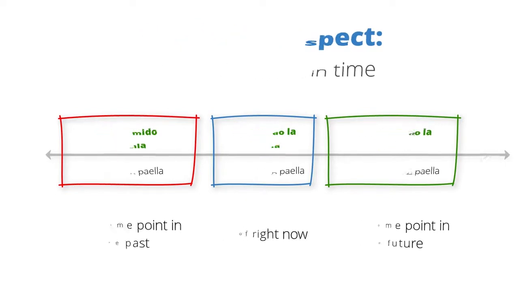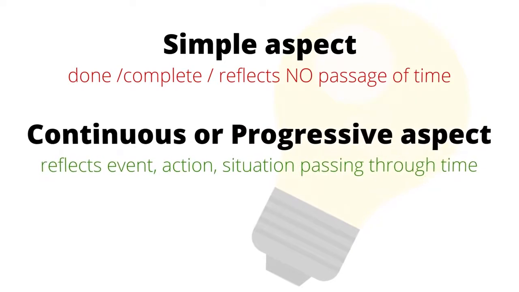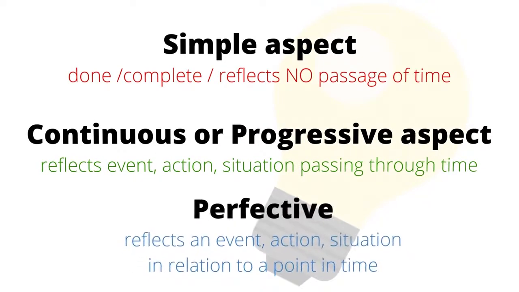All right, so those are the 3 aspects in Spanish: simple, continuous/progressive, and perfective. This is absolutely one of the most difficult concepts to understand in Spanish. So if you get it, excellent and well done.